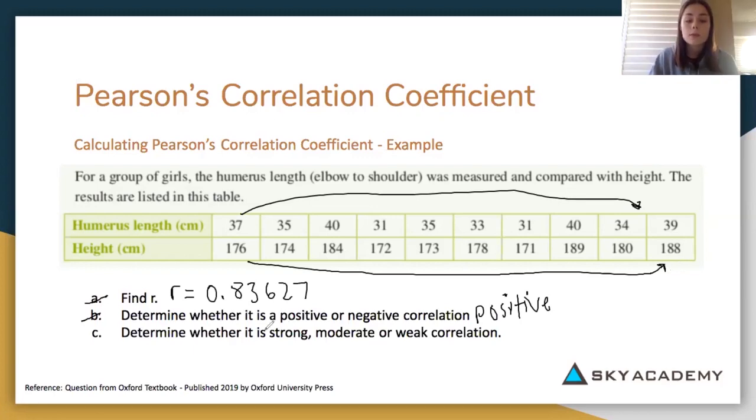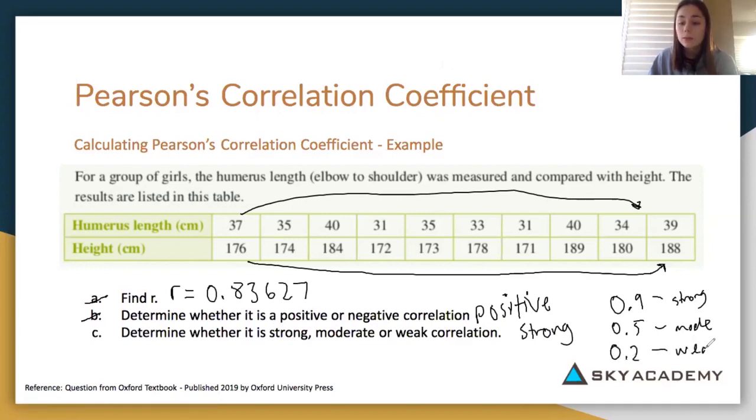Determine whether it is strong, moderate, or weak correlation. We have a correlation of 0.8, so that is on the strong side. Strong is anything close to 1. So 0.9, for example, would be strong. 0.5, which is halfway, would be moderate. And anything close to 0, such as 0.2 or 0.3, would be weak. And that's how you do Pearson's correlation coefficient.